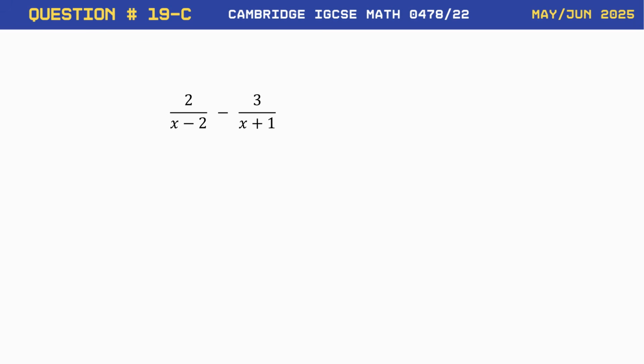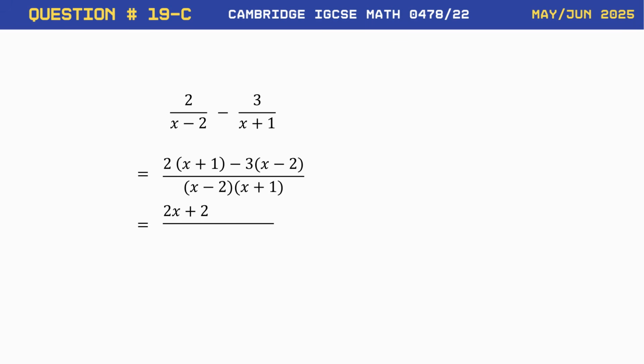So it will become 2 into (x plus 1) minus 3 into (x minus 2) over (x minus 2) into (x plus 1). Resolving it further, it will become 2x plus 2 minus 3x plus 6 over (x minus 2) into (x plus 1). Simplifying it further, it will become (8 minus x) over (x minus 2) into (x plus 1). This is the answer.